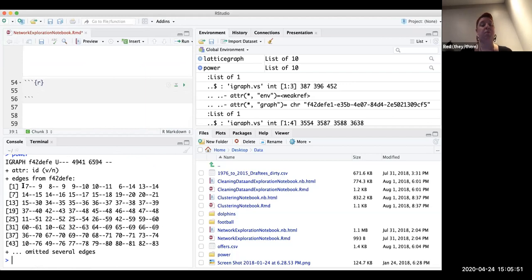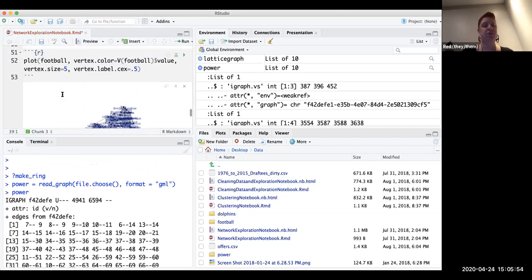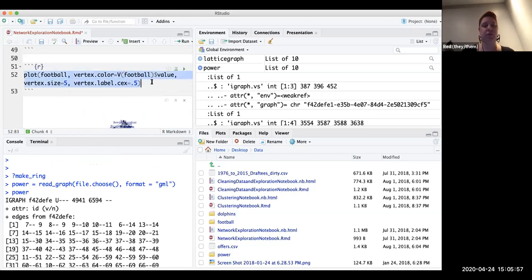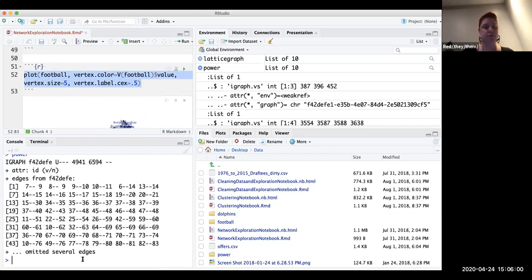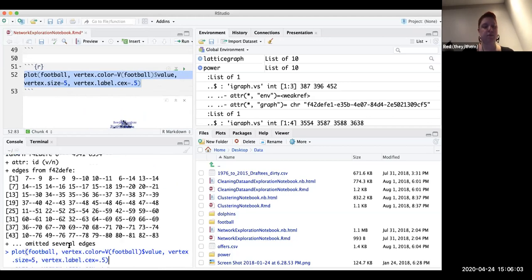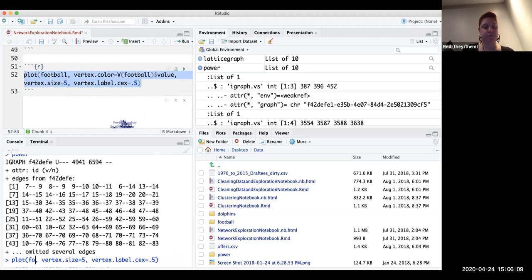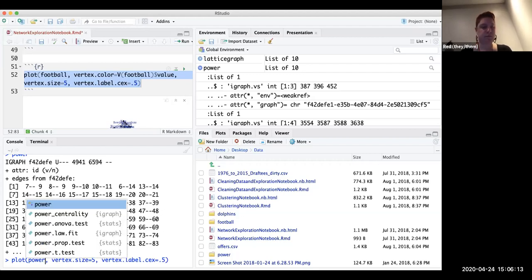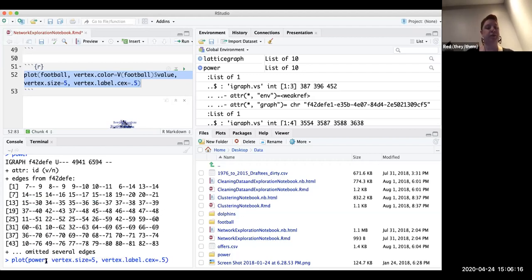We can also go ahead and plot this network. I'm going to do that using this command that I've already created for the football network. I'm going to take out this vertex.color. So the graph name is power. I'm saying that I want my vertices to have a size of 5 and that I want the label to be 50% of the default label size. And I'm gonna hit enter.